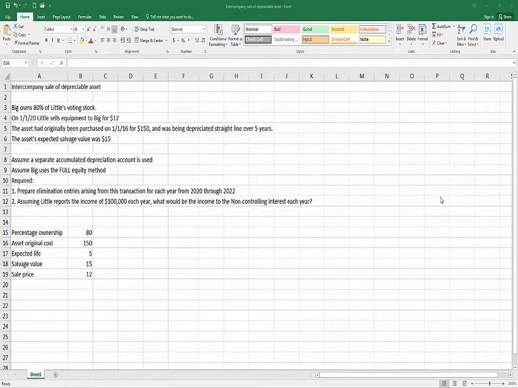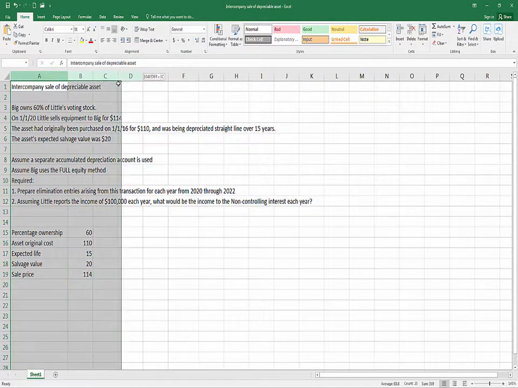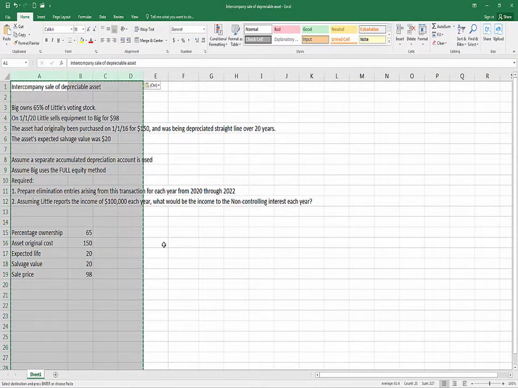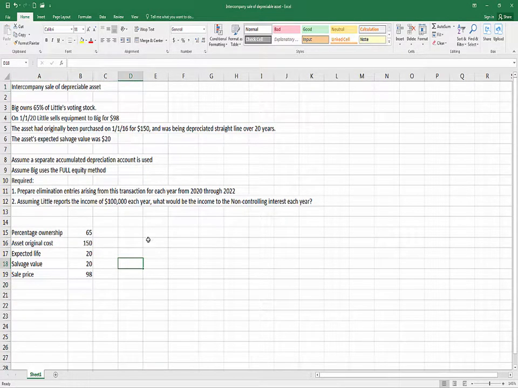Let's go ahead and go through the solution to the intercompany sale of the depreciable asset. And again, first order of business, of course, is to get some fixed numbers in here. Okay. Again, what have we got?